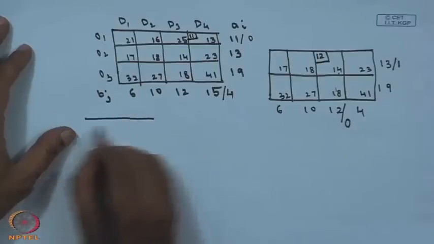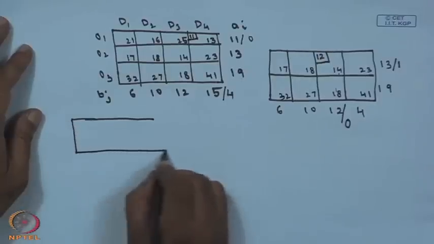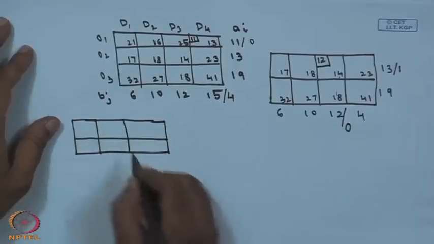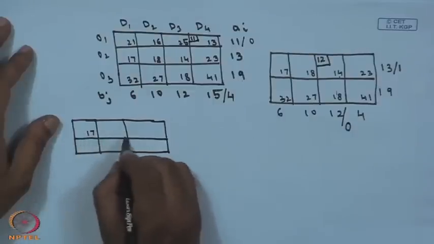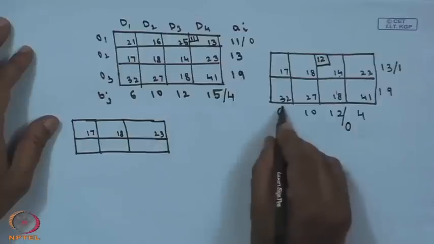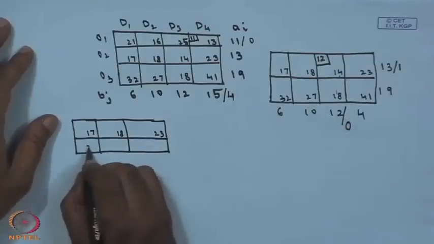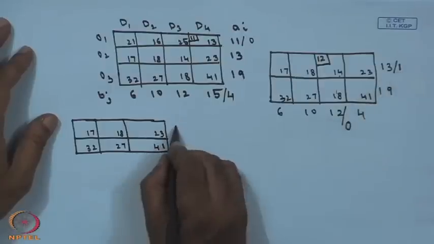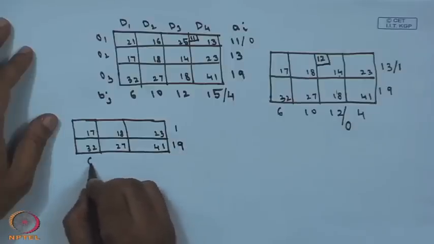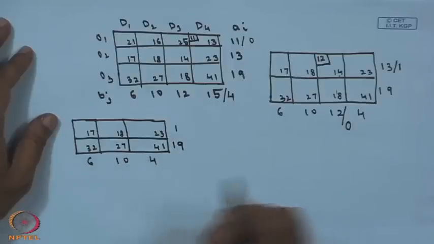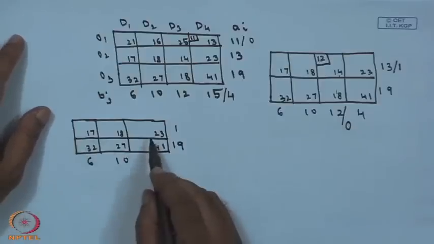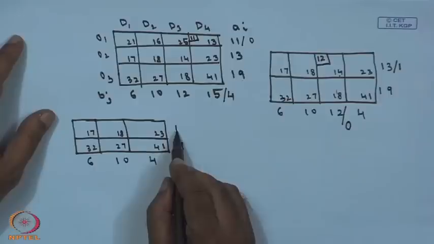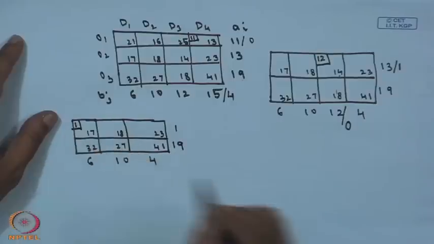So, now your problem is reduced to something like this. You have 2 rows and only 3 columns. So, you will have 17, 18 and 23, and here 32, 27 and 41. Here for the first row the availability is 1, for the next row it is 19, and here it will be 6, 10 and 4. Again repeat the process. Repeat the process means on the first row please check how much you can give. What is the minimum cost? The minimum cost is 17, availability is 1, demand is 6. So, the minimum is 1, therefore you can give only 1.